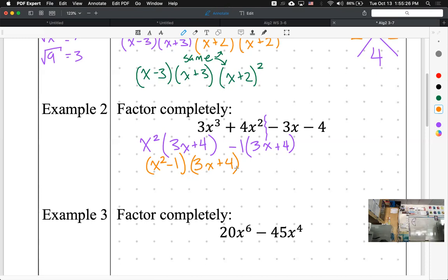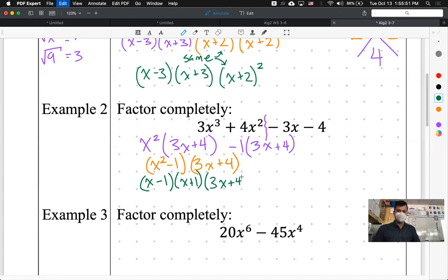Always be careful. One that you probably don't see is the difference of squares. Jay, talk to us. How do we do it? You would write out x minus 1, and you have x plus 1, times the quantity 3x plus 4. There it is. And now we're done.